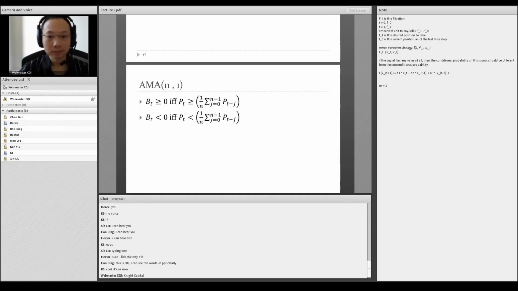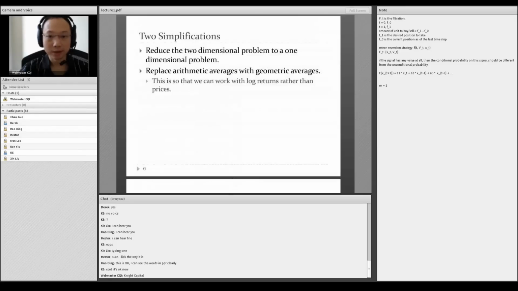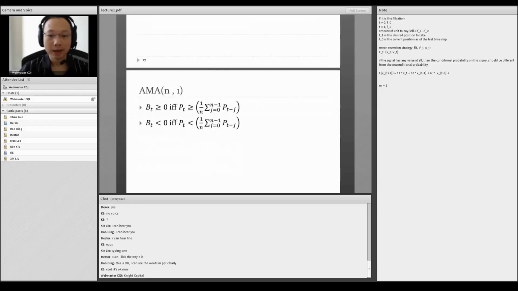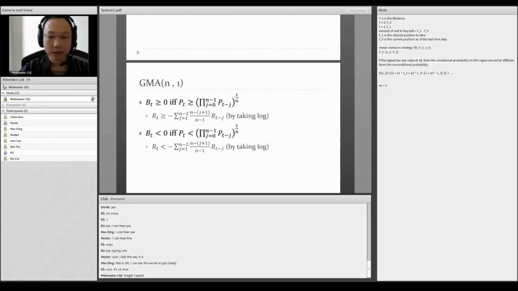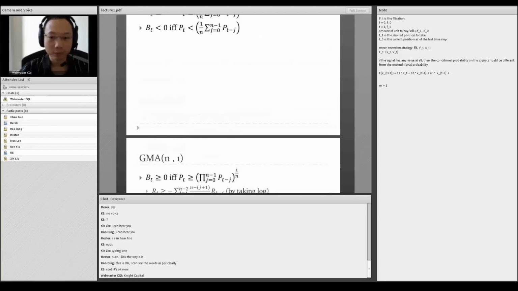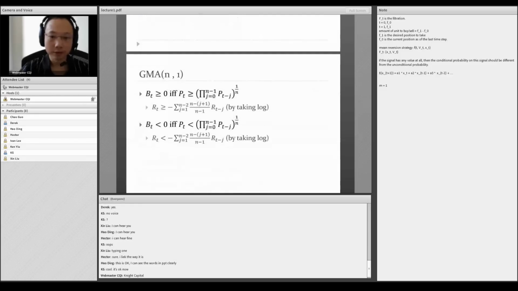So this is the first simplification that we make here: we set M equal to 1. And then the second simplification is we replace this A by G. Instead of summing up the numbers, we multiply all the numbers and then take the nth root. So basically we're saying when the price is bigger than the geometric moving average, we buy, otherwise we sell.